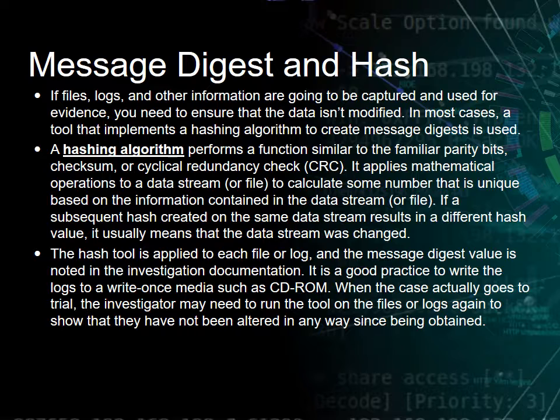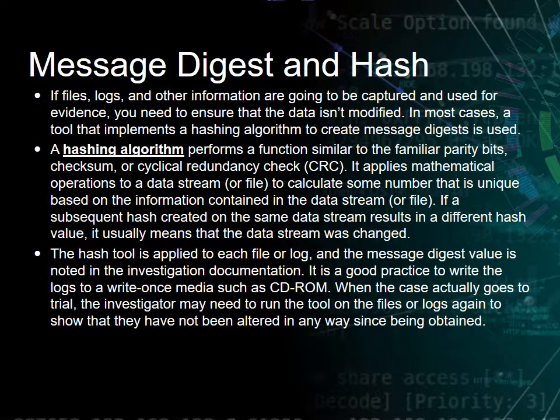If files, logs, and other information are going to be captured and used for evidence, you need to ensure that the data isn't modified. In most cases, a tool that implements a hashing algorithm to create message digests is used. A hashing algorithm performs a function similar to the familiar parity bits, checksums, or cyclical redundancy checks, CRC. It applies mathematical operations to a data stream or file to calculate some number that is unique based on the information contained in the data or file.